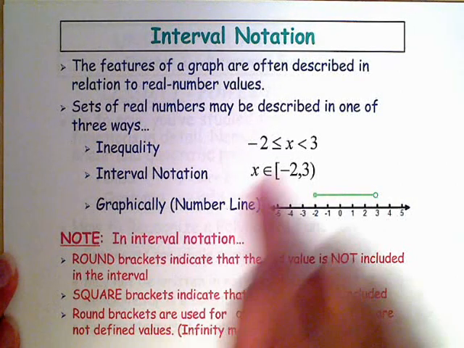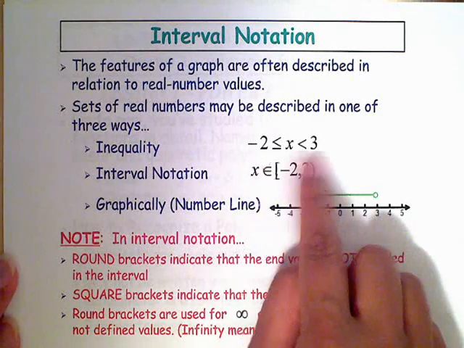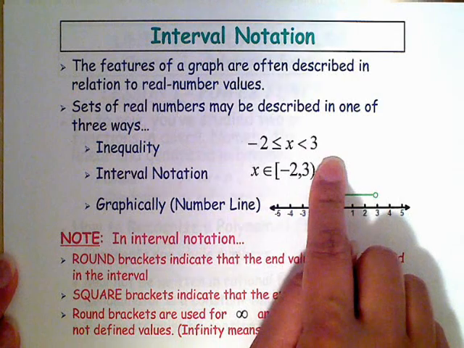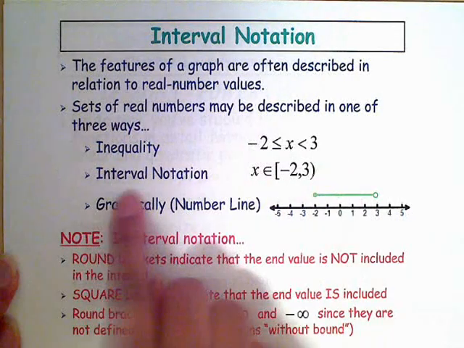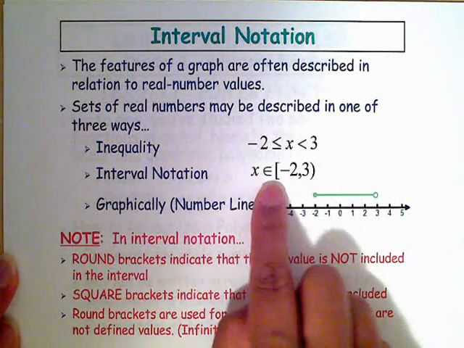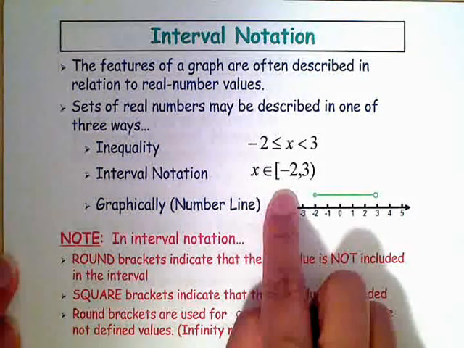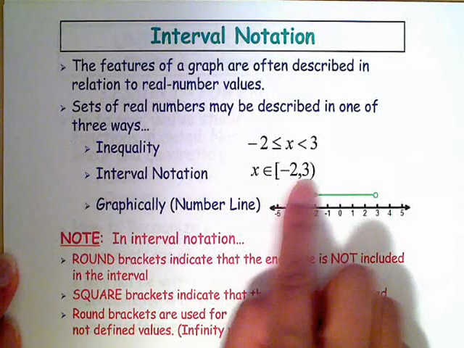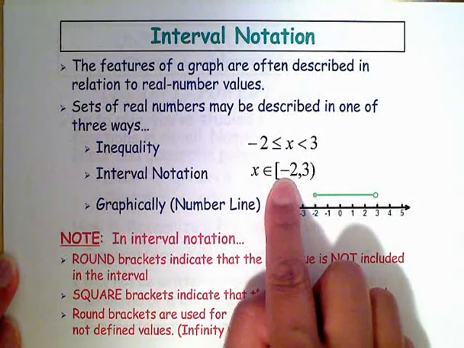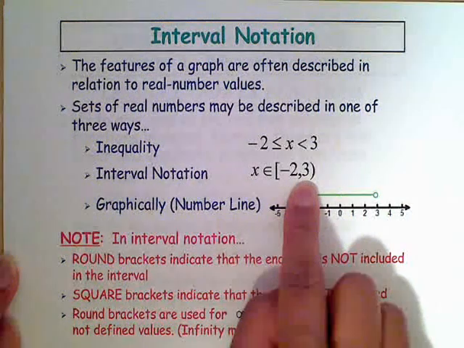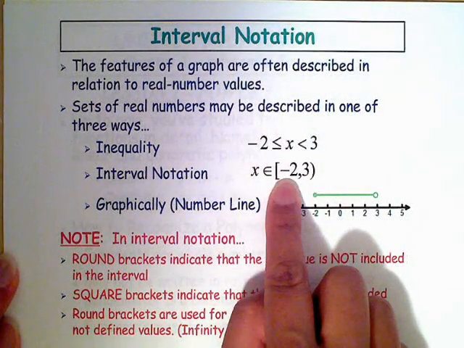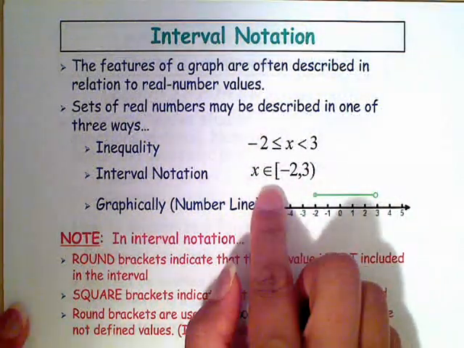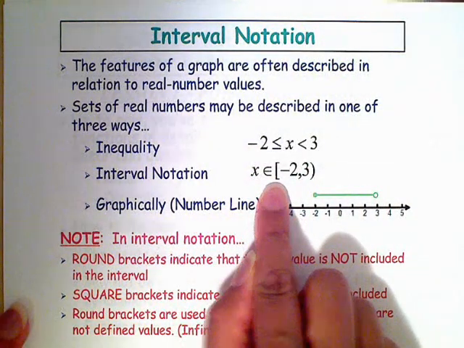So you've seen inequalities before, so this just says -2 is less than or equal to x, which is less than 3. In interval notation, that exact statement is written as x is an element of square bracket -2 comma 3 round bracket. So what you'll notice here is that the starting endpoint and the ending endpoint are listed here. So the starting point's at -2, the ending point is at 3, and the brackets here, we're going to talk a little bit about why one's a square bracket and one's a round bracket.